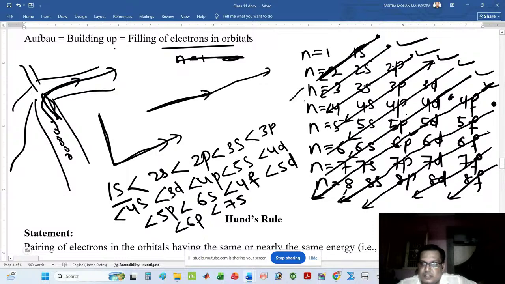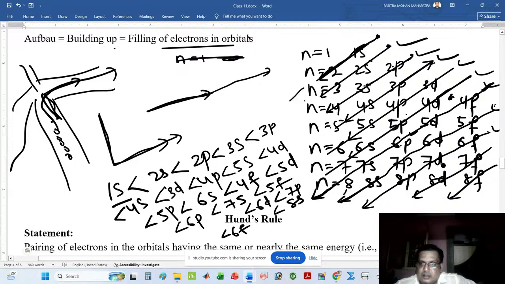Next move to this arrow mark. You will find 5f. Next you will find 6d. Next you will move to the 7p. Next you will move to the what? 8s. Clear? Already this ray is complete. Now come to this ray. Think about next. That is your 6f.